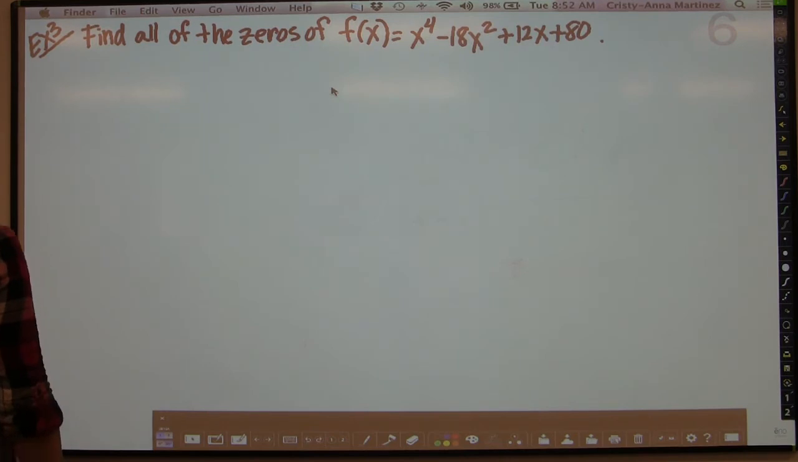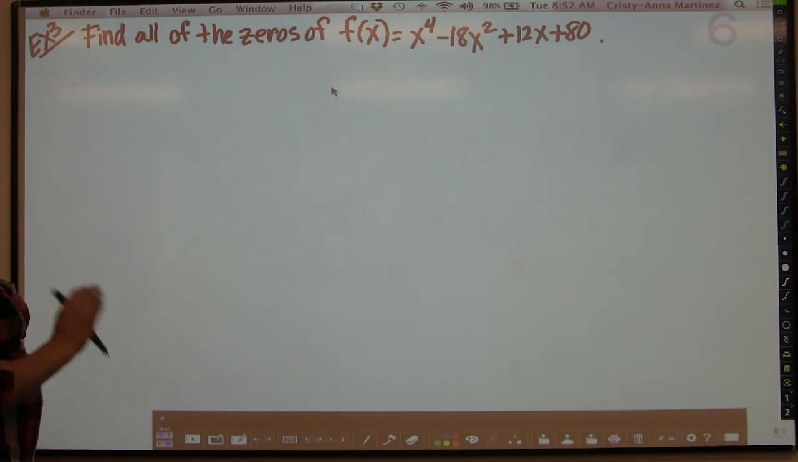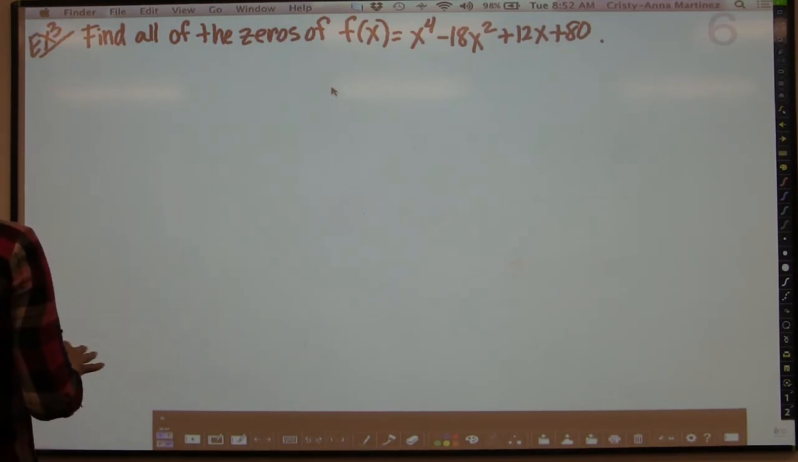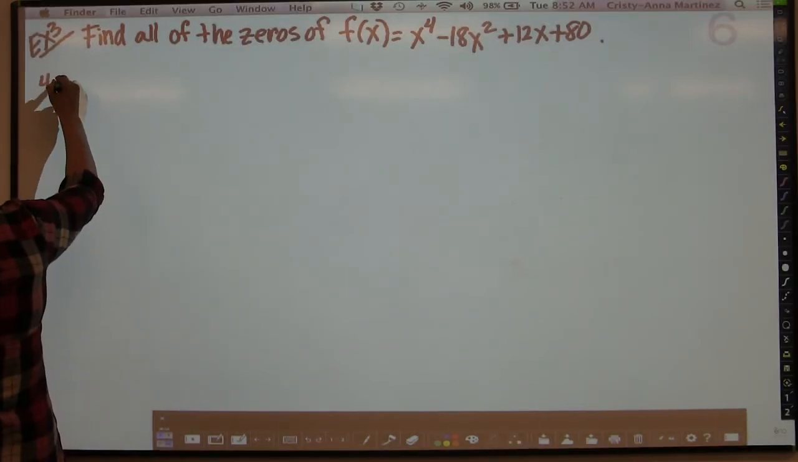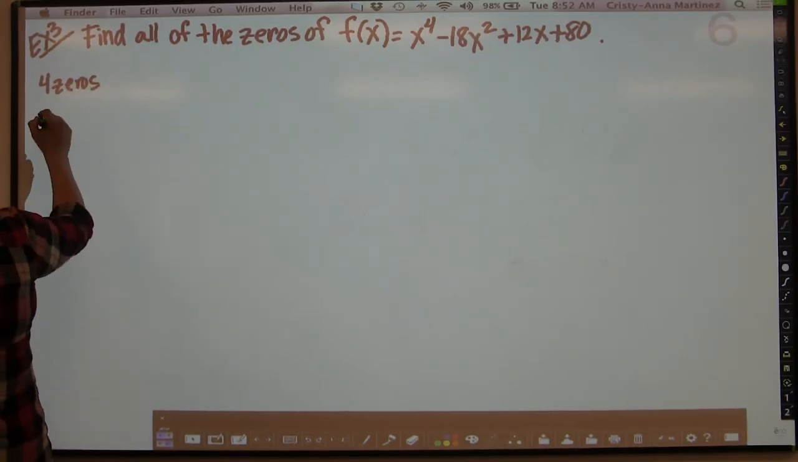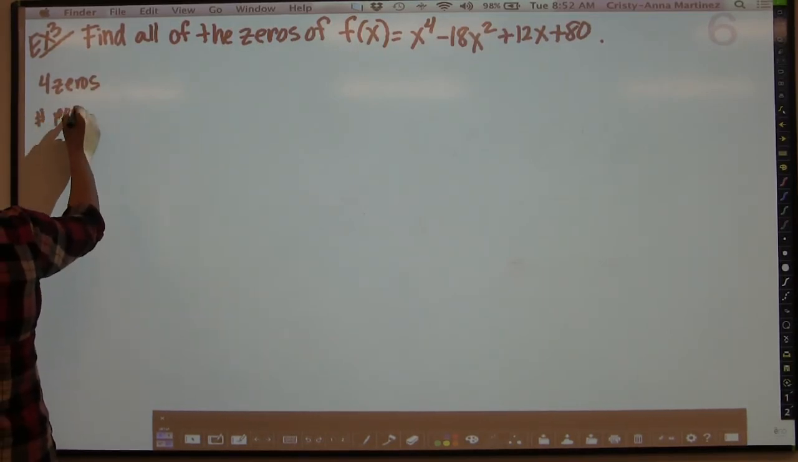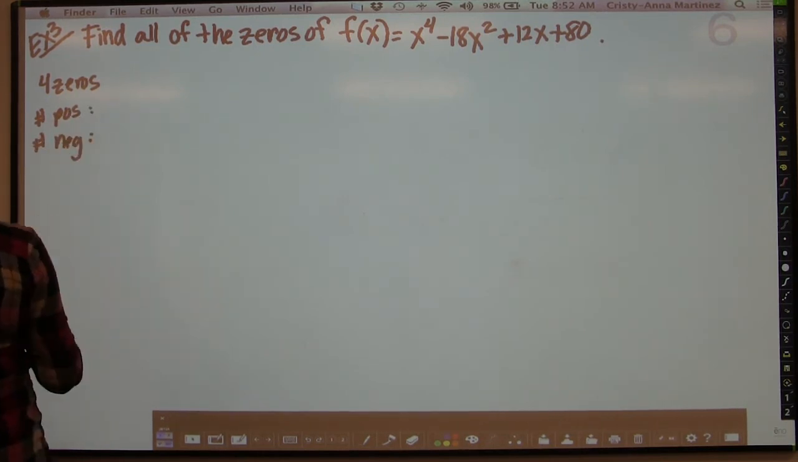And so now we have example 3, which I believe is our second to the last example. It wants us to find all the zeros of f of x. Now, because we have x to the 4th, we know that we should actually have 4 zeros. So the first thing you want to do is determine how many you are going to have. We're going to have 4 zeros, and that's because of the corollary that we talked about. And how many of those are going to be positive? And how many of those are going to be negative? That's the next question we want to ask.